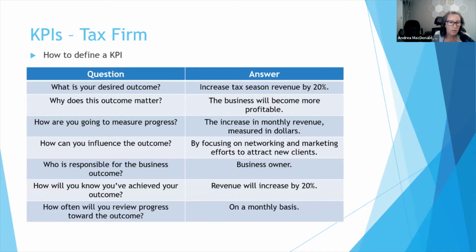How can you influence the outcome? So how can you as the business owner influence the outcome? For me, I know to increase tax season revenue, I probably need to add some more clients. Maybe I need to increase my pricing, but I need to add more clients. So I'm going to focus on increasing my networking efforts, and I'm going to increase my marketing efforts. Either do more marketing, get more focused with my marketing, whatever it's going to be, but I need to attract new clients. So how am I going to influence it? I'm going to spend some effort on these areas.